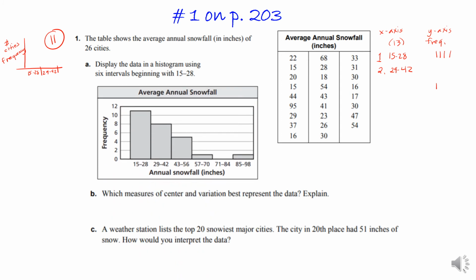Okay, so here's what your histogram should have looked like. The first question that they asked was, which measure of center and variation best represents the data? I can see that my data is skewed right. So my measure of center would be the median, and the measure of spread or variation would be the 5-number summary. And why? Because the data is skewed right.